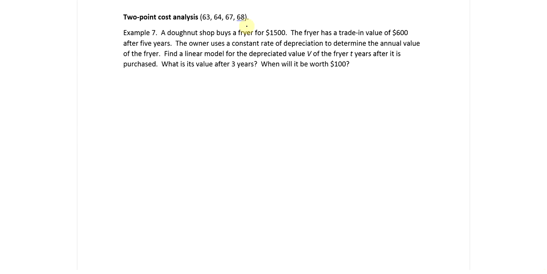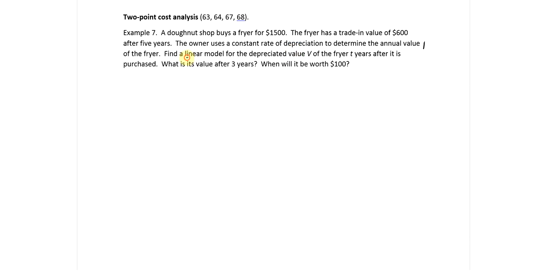So a donut shop buys a fryer, a deep fat fryer or something, for $1,500. The fryer has a trade-in value of $600 after 5 years. And the owner uses a constant rate of depreciation to determine the annual value of the fryer. What does that mean? Well, if you're owning a business, you can get a tax write-off on maintaining your physical plant, and you have to be able to say how much it's worth. By saying that something has a constant rate of depreciation, that means each year it loses the same amount of value. Each year it loses $50 worth of value, or $100 worth of value, or something like that. So that's what a constant rate of depreciation is.